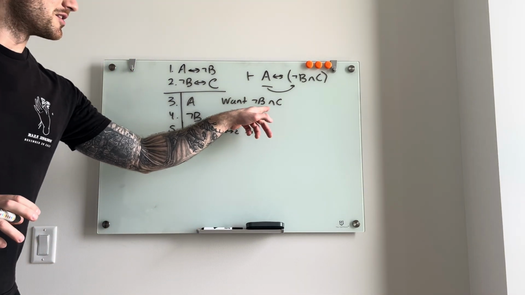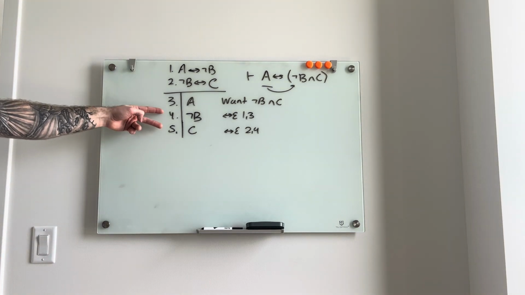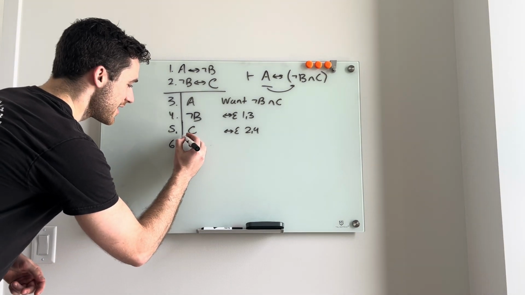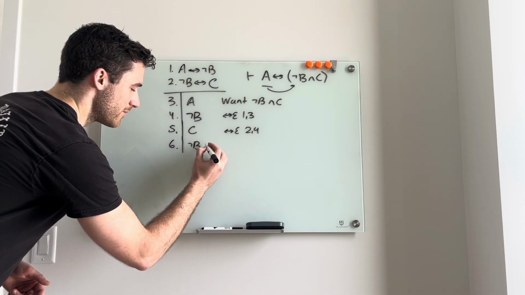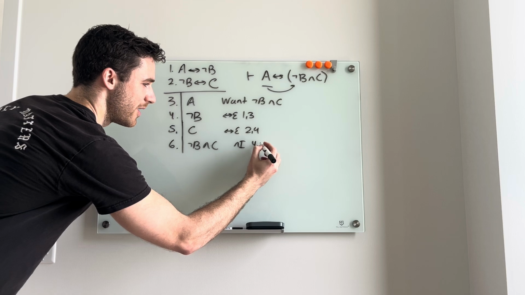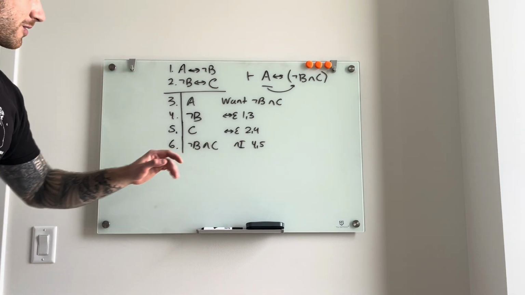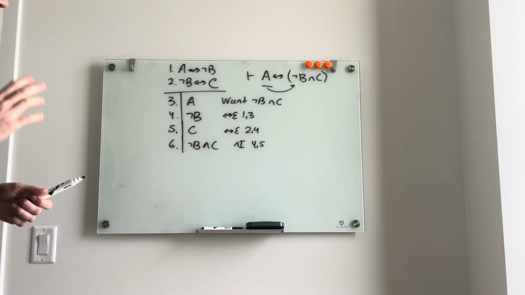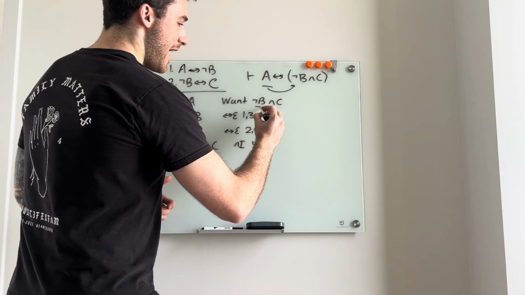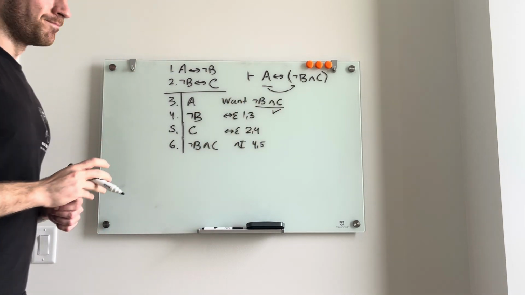Now I want this sentence not B and C. I have them separately right here. So all I have to do is stick them together with an and symbol. So that's and introduction, 4 and 5. Again, if you're not sure about this, review your and introduction rule right there. And that is my result right there.